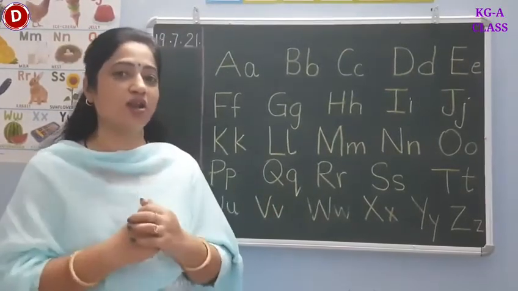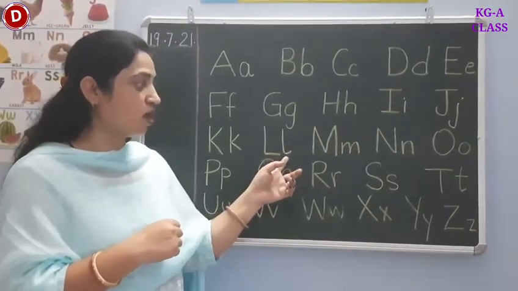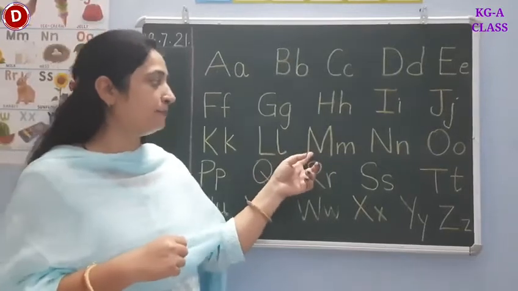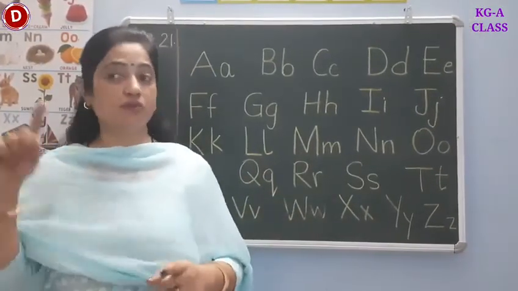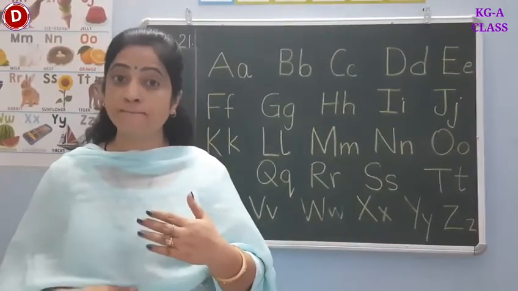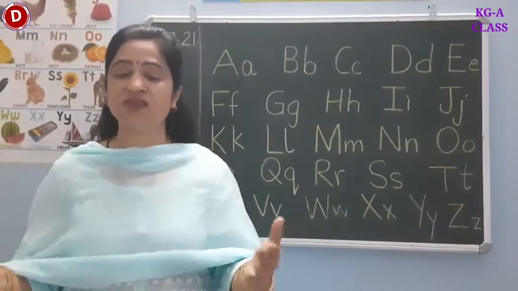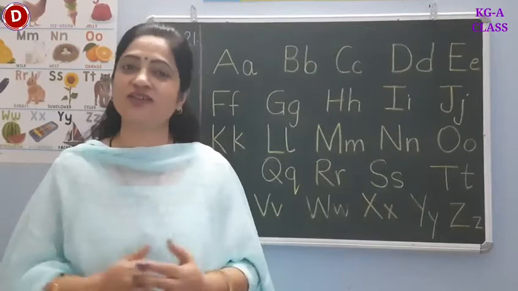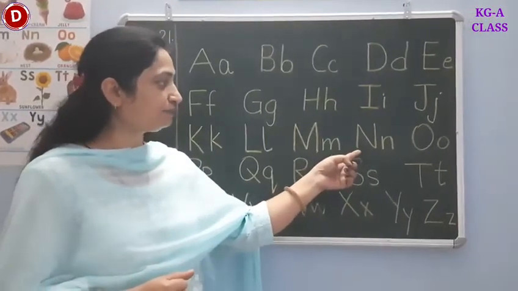We lick a lollipop. L says L. This is capital L and this is small l. Now comes M. This is capital M, small m. M says the mom and the dad make many meals for their hungry children. M says M.